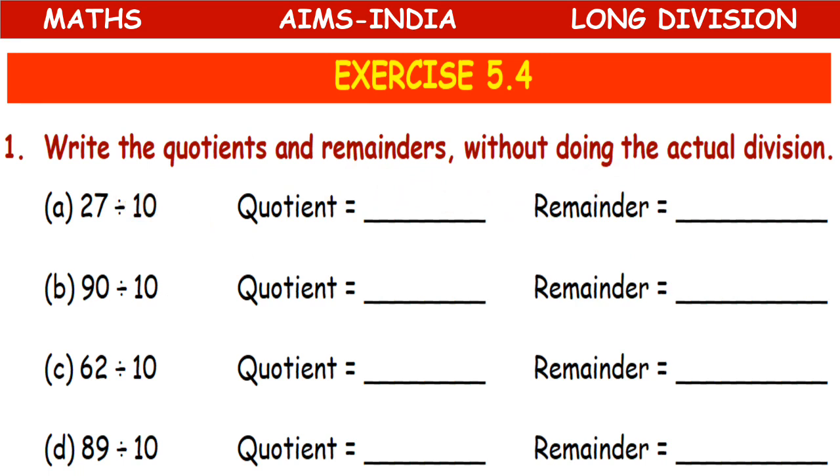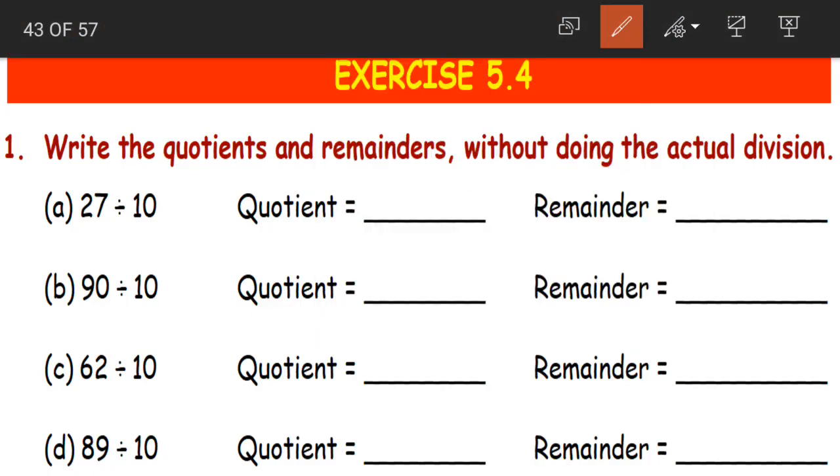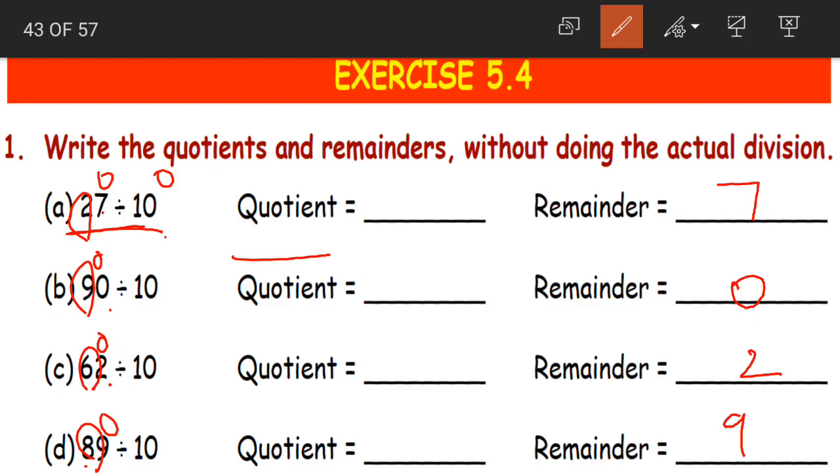I think a worksheet will be provided for you to do this, even though I am explaining it here. 27 divided by 10. What did we learn just now? 10 has 0 in the ones place, so the digits in the ones place become our remainder. Here 7 is our remainder, 0 is our remainder, 2 is our remainder, and 9 is our remainder. What about the quotient now? The other digits, here the digits in tens place, become our quotient. 2, 9, 6, 8. Very simple, right children?